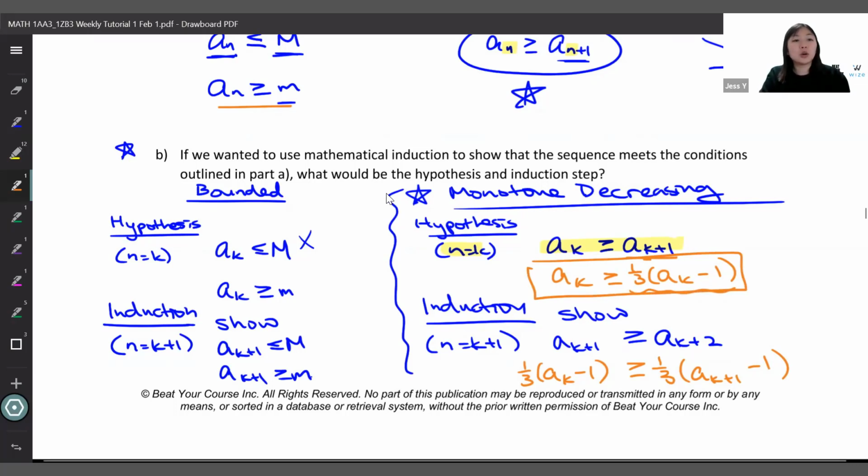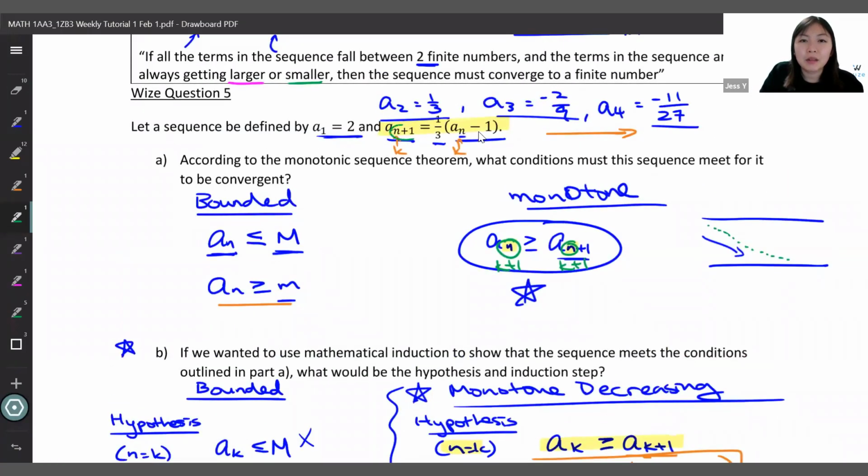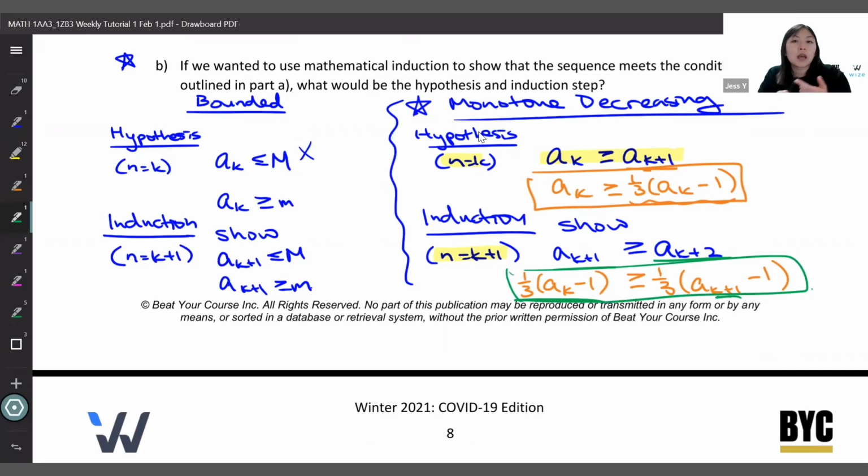Then the induction step, we want to show that it is true for the case when n equals k plus one. So again, I'm going to replace my n with k plus one. Now I have a k plus one is greater than or equal to a k plus two. But then again, we have our formulas, remember? The formula says that a k plus one is a third times a k minus 1. And then for a k plus two, I'm just going to add 1 to my index, so it's a third times a k plus 1 minus 1. So that's what we're trying to show. I'm not going to actually show it because they just wanted you to write down the hypothesis and the induction step. So that's it. Let me know if that makes sense.